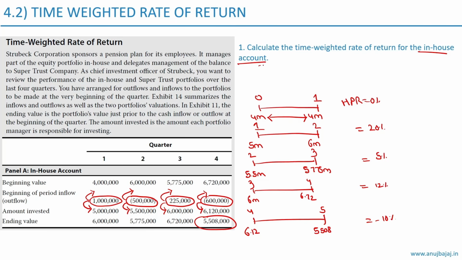Let us link all these holding periods. 1 plus 0% is nothing but 1 multiplied by 1.2 multiplied by 1.05, 1.12 and 0.9. We should get the time weighted rate of return to be 27.01%.